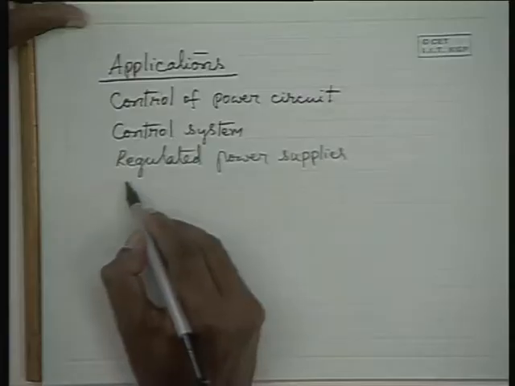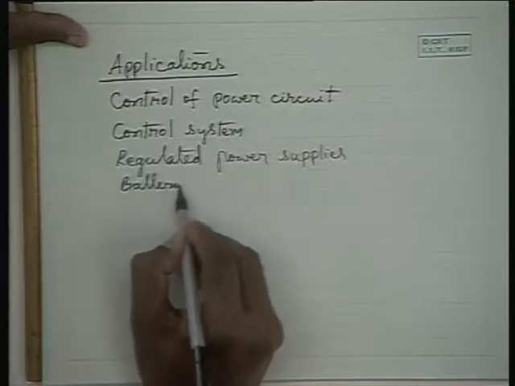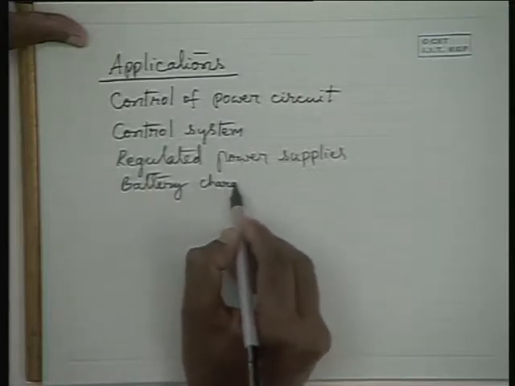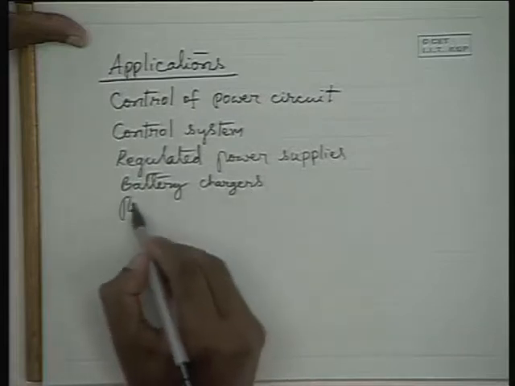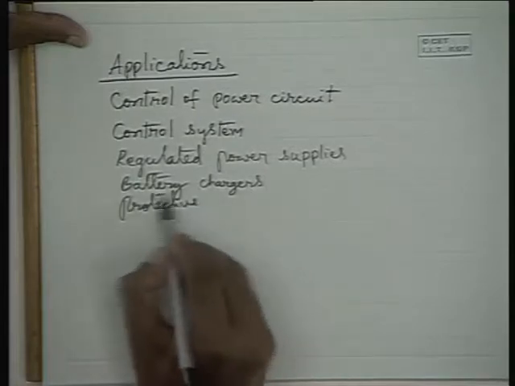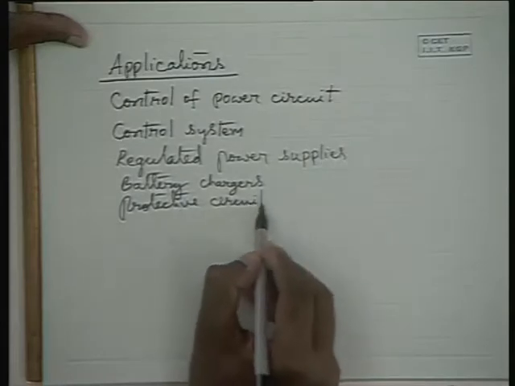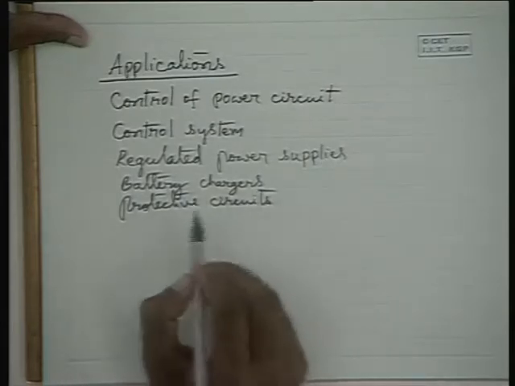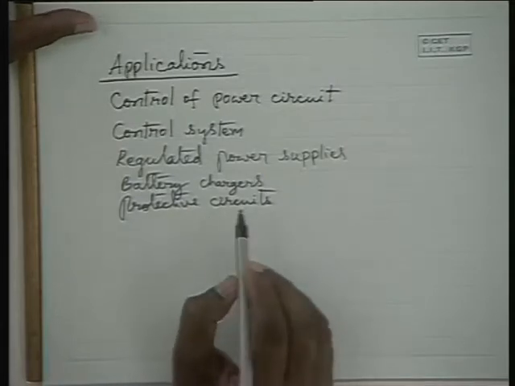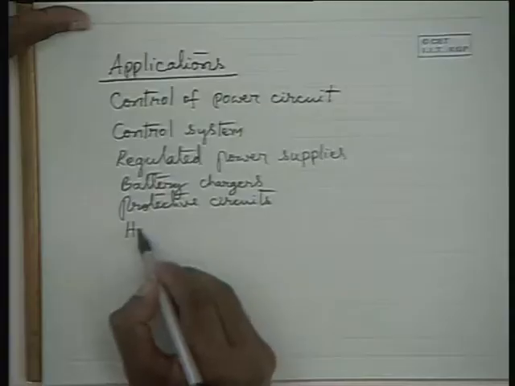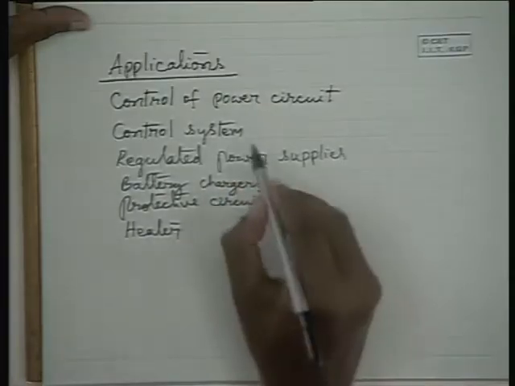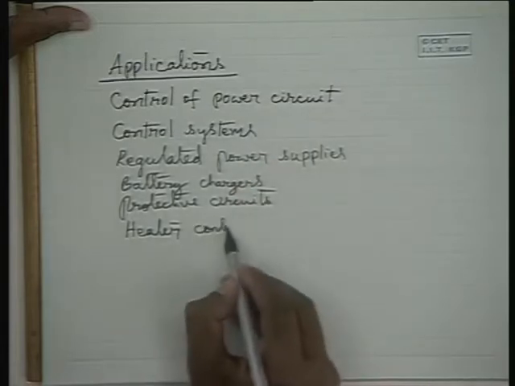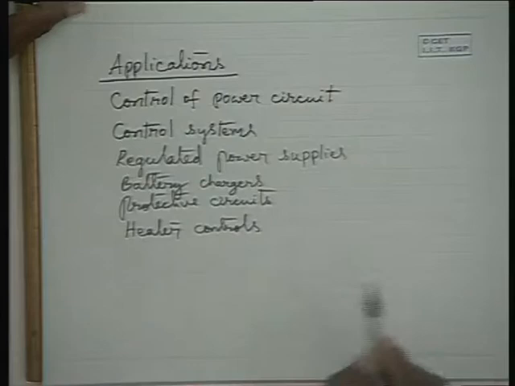So it can be used in battery chargers. It can be used in protective circuits. You can see that the potential across a device gets shorted the moment some other voltage goes beyond a certain limit. It can be used in heater controls or in general control systems, as I have mentioned. And there are many other applications.